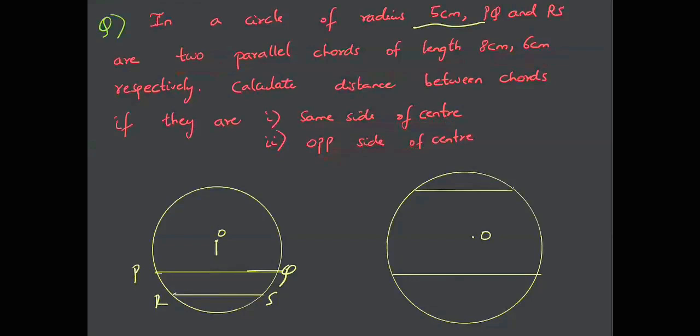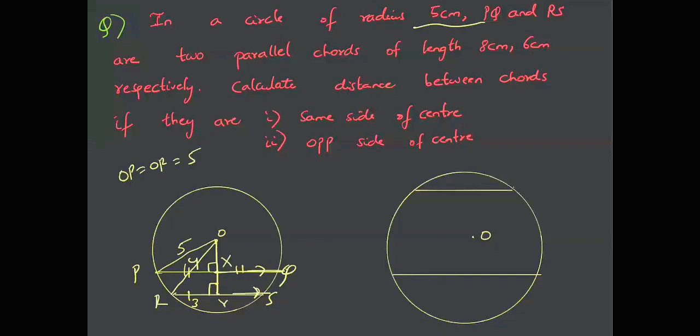So let us drop a perpendicular from the center to the chord. Since these chords are parallel, if I drop a perpendicular to PQ, it will also be perpendicular to RS because these two are parallel. And we know that the perpendicular from the center bisects the chord. So this is 4 and this is 3, right? And OP is 5, OR is also 5. So OP is equal to OR is equal to 5. Let us say this is point X, this is point Y.